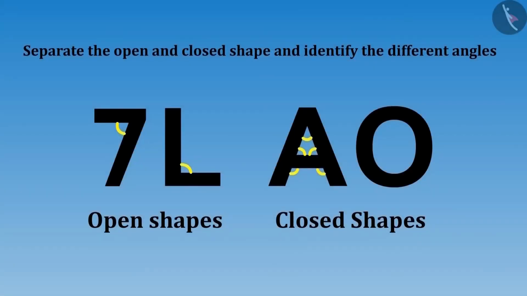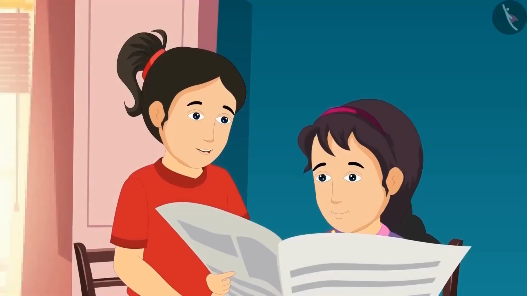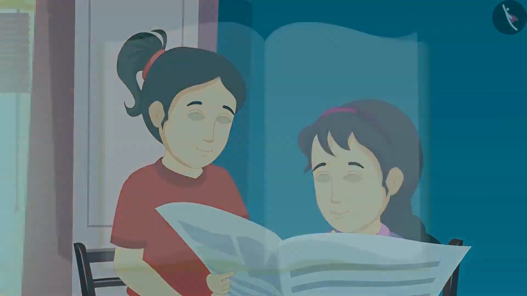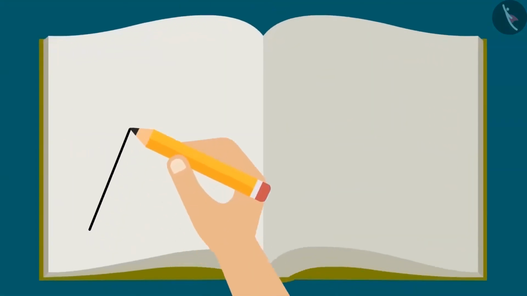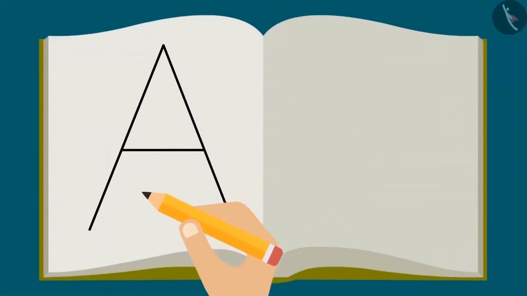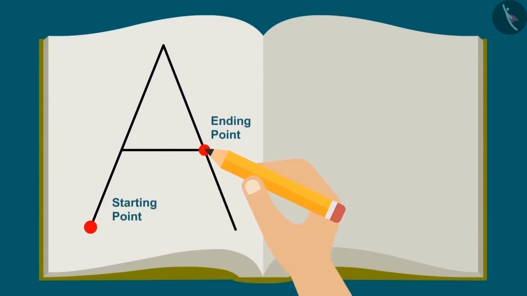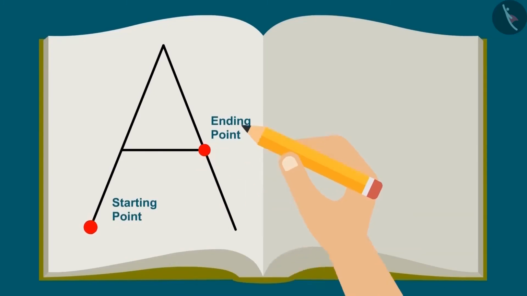Riva, you have identified the angles in A correctly. But this is not a closed shape, it is an open shape. Really? But how is it, sister? The shape of A looks closed from the top. Look here, Riva. When we draw the alphabet A on paper, the starting and ending points are different, and hence it is called an open shape.